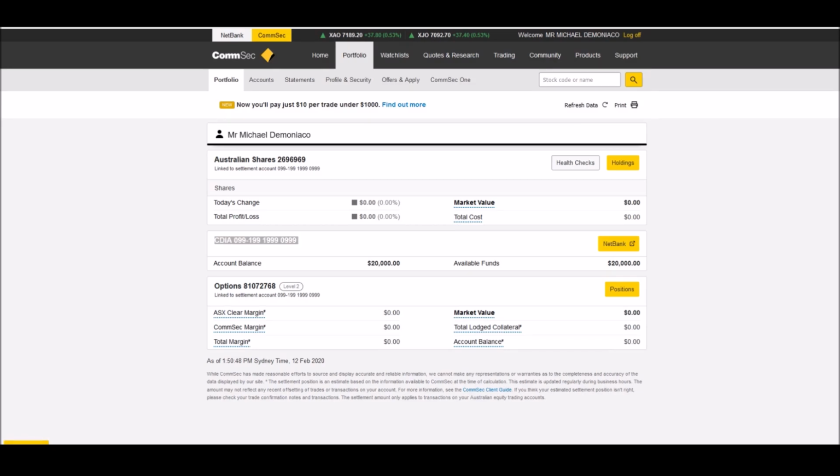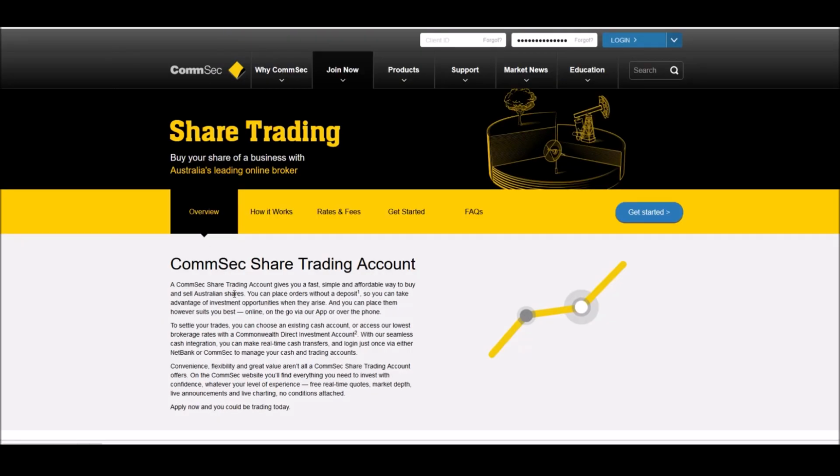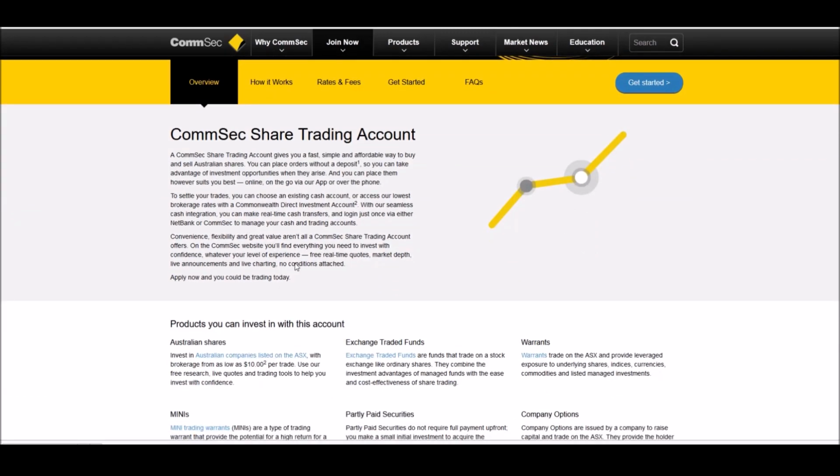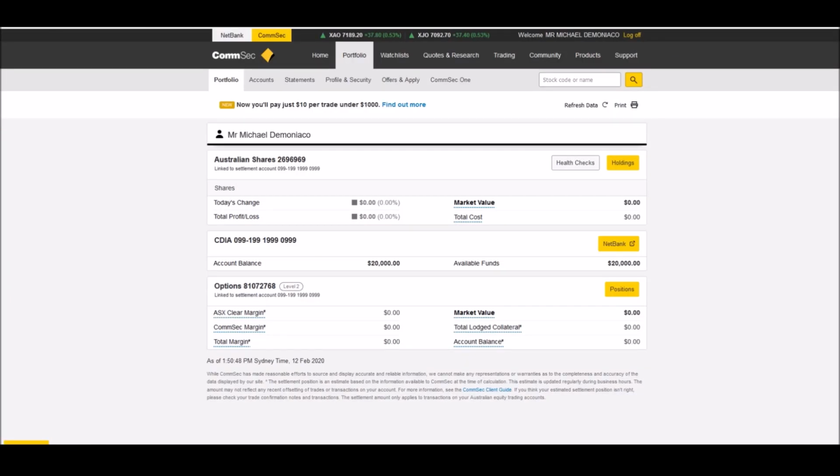Now, the very first thing you need to do before buying any shares whatsoever is to set up an account called a CDIA or a Commonwealth Direct Investment Account. This acts like a bank account where you put your money into it and the platform will deduct money from this account every time you buy shares, and it'll credit the account every time you sell your shares. If you want to know how to set up a CDIA account, just head off to the Commsec website and there'll be a simple guide into how to register for one.